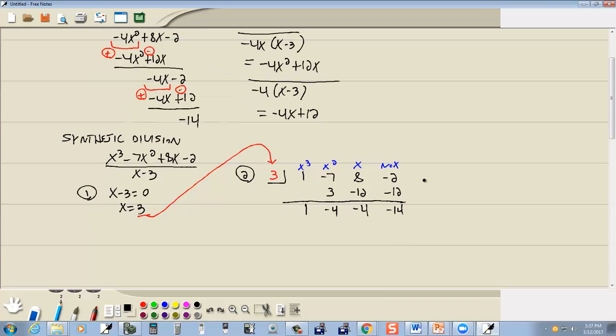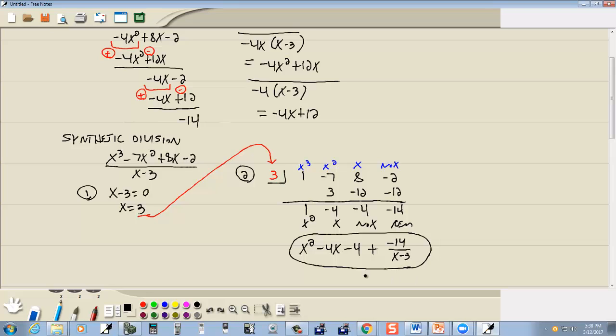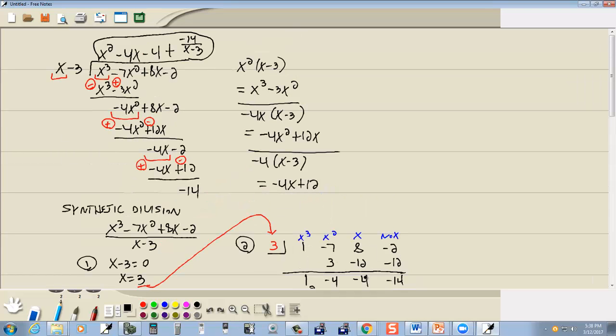When are you done? When you don't have any more columns to work with, that tells you you're done. Now this was x to the third. Straight down below here will be 1 degree lower. So this will be x squared. Now after you have your first one, then you just go down, filling it in. So this is x squared, this will be x. This will be our no x, our constant term, and this will be our remainder. So our answer will be x squared minus 4x minus 4, and then we put the remainder over what we're dividing by, which was x minus 3. And you see that gives us the same answer as what we did up there with long division.